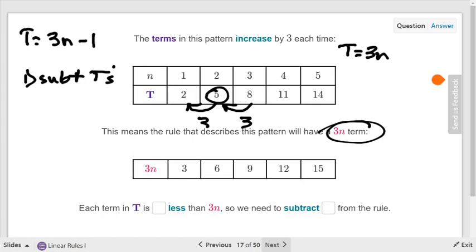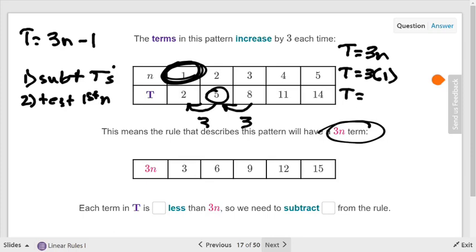But now I need to test the first number. So that's the second thing you need to do. Test the first number, your first n. So to test my first n means that instead of the n, I'm going to put what number? 1. So it gives me t equals 3. Is that what I wanted it to be? No, right? So that means that I need to find the difference.